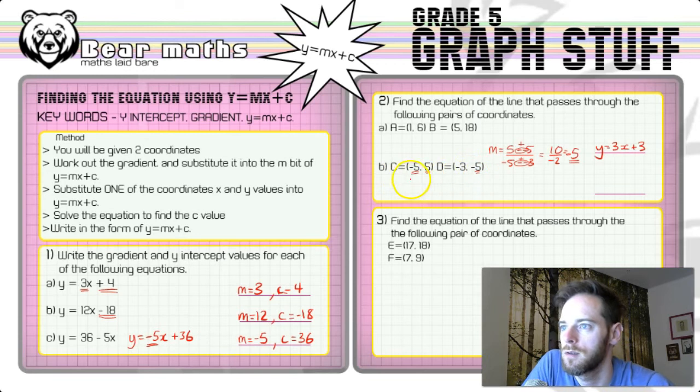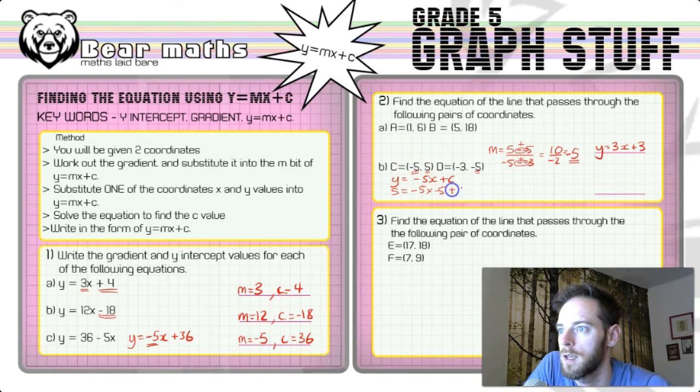Now, let's do the substitution into y equals mx plus c. So y equals minus 5x plus c. Then we'll put in either one of the two. Now, it doesn't really matter because we've got some awkward ones. Let's just choose C to put in. So 5 is the y value. So 5 is equal to minus 5 multiplied by minus 5. That substitutes in nicely, doesn't it, into there.